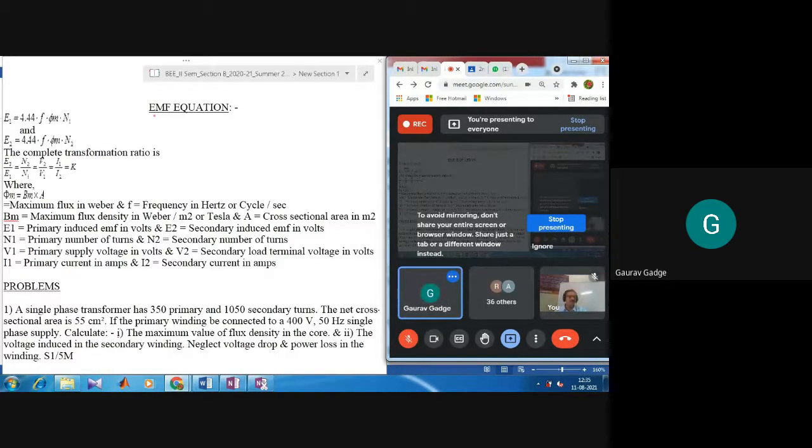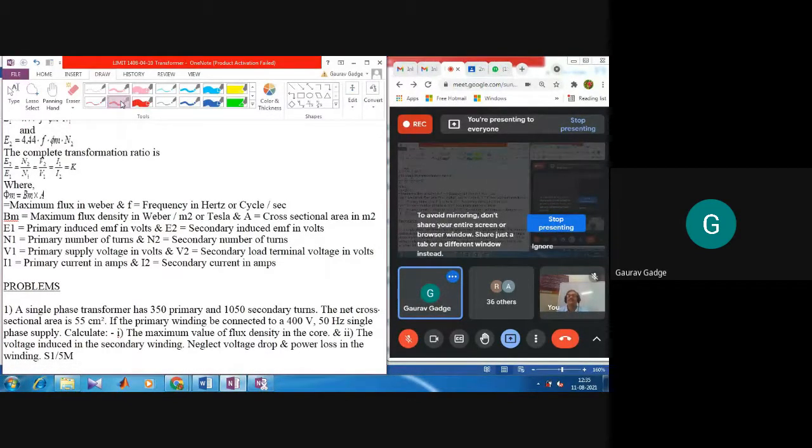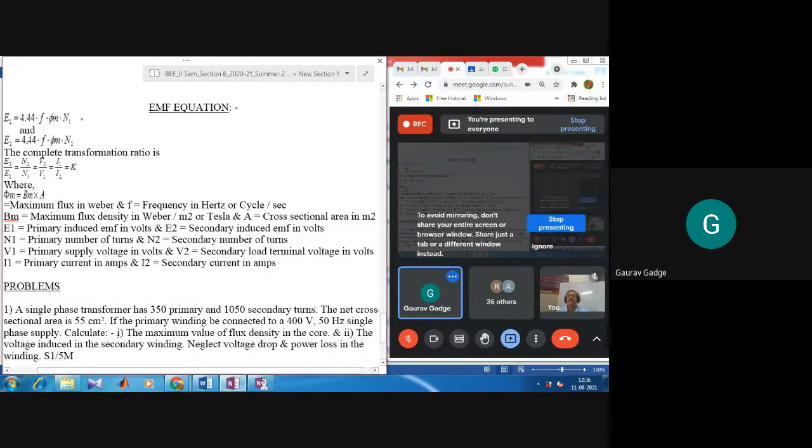I already discussed this EMF equation. We have derived the EMF equation. You can see this EMF equation as E1 is equal to 4.44 F phi N1. This is the EMF equation for transformer. E1 is equal to 4.44 F phi N1, right? This is referred to the primary side, and E2 is equal to 4.44 F phi N2.